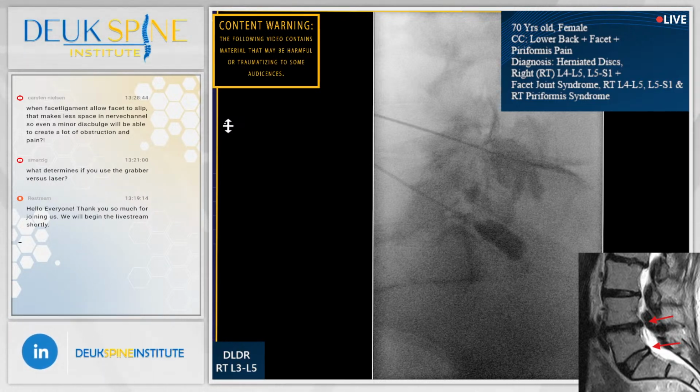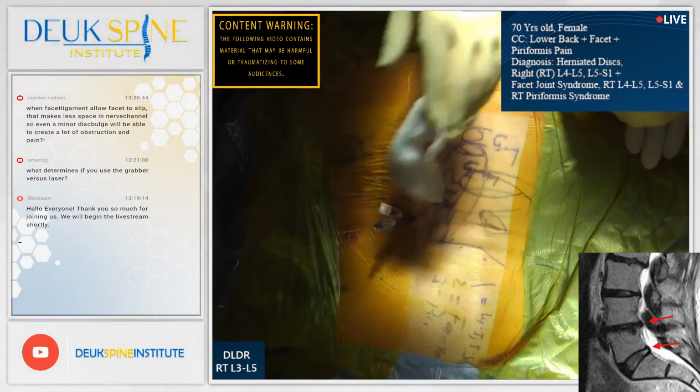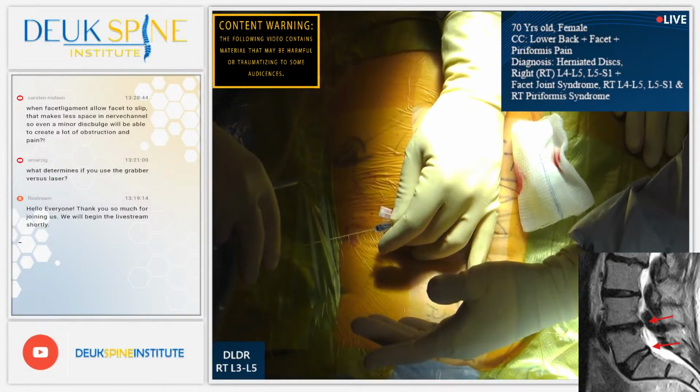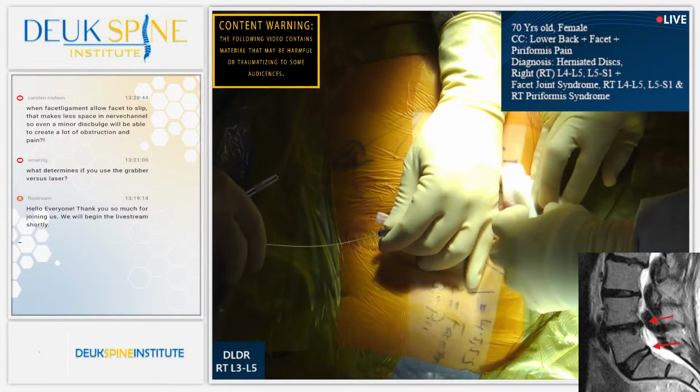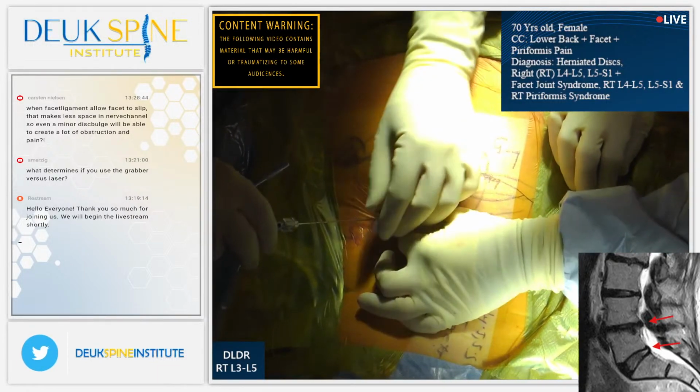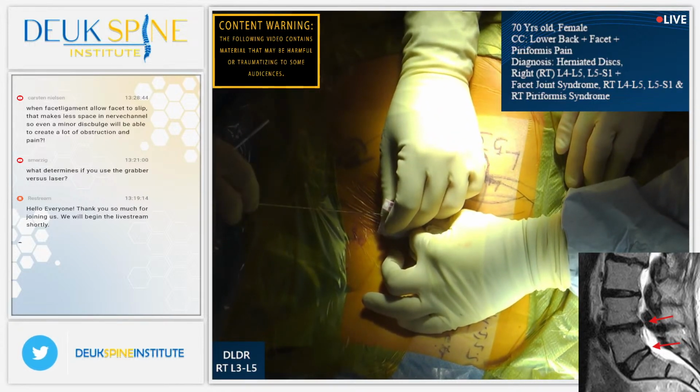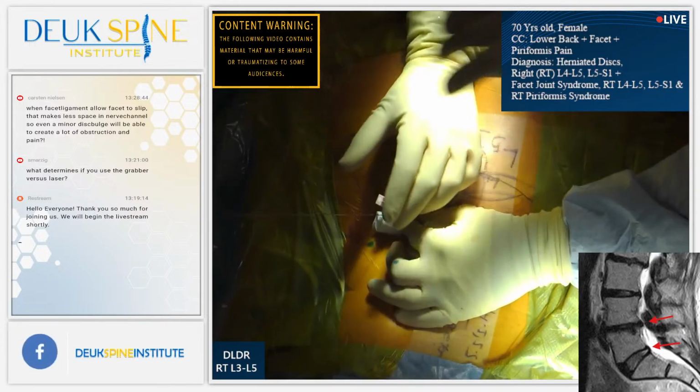Count from 1 to 100. Have we made the incision? Yeah? All right. So she's going to sleep right now. The anesthesiologist, Dr. Berndes, is putting her to sleep with some propofol. And we're going to get started.